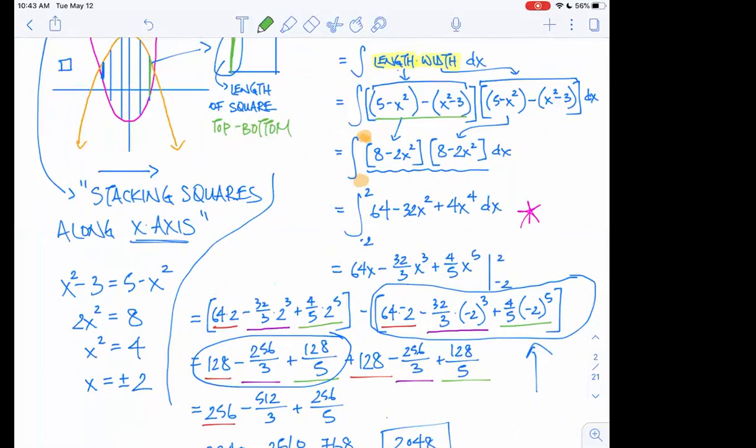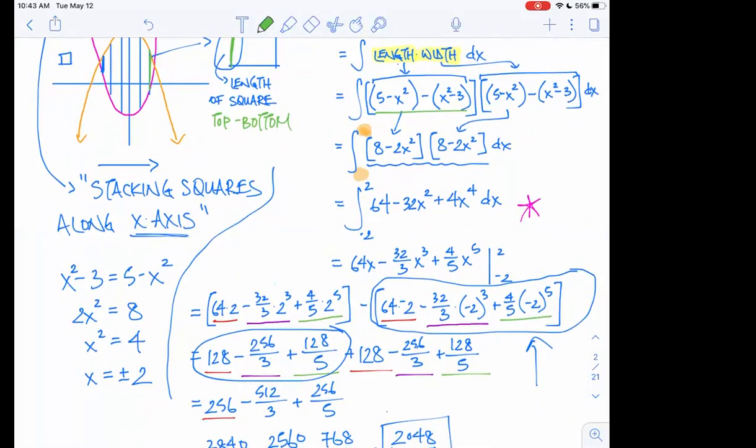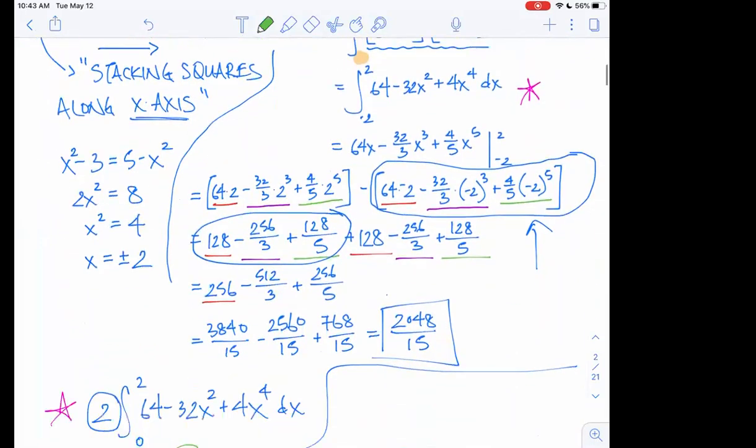All right, so let's do one more problem just to practice it a little bit more, and then we're going to go ahead and take a break. Let's take a look at example number 2.